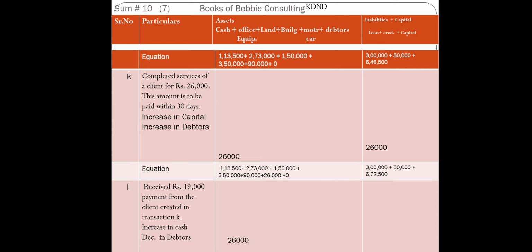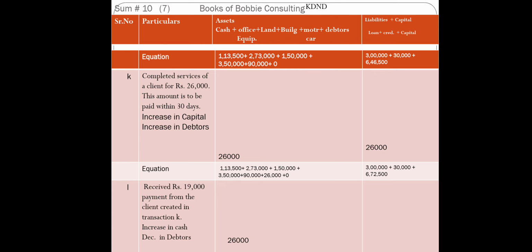So when you are going to receive the money for the services after 30 days, it increases your debtors. So debtors is introduced over here as a new column, and at the same time you are going to increase your capital because 26,000 you are receiving as income, and at the same time debtors increase by 26,000.